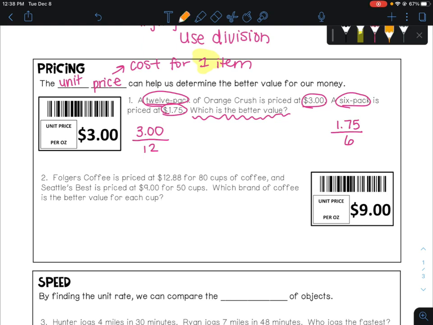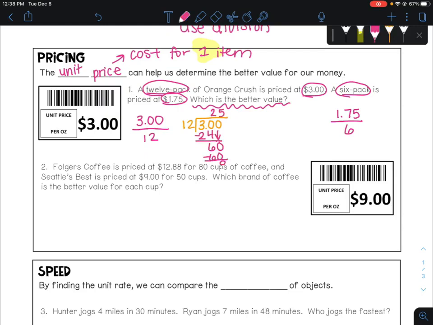So what that means is $3 divided by 12. Okay, now my next step is just to make sure I don't forget my decimal point, bring that straight up into your answer. And what this solution means is that the unit price is 25 cents per soda, because we're talking about cans of soda. So that's for the 12-pack.